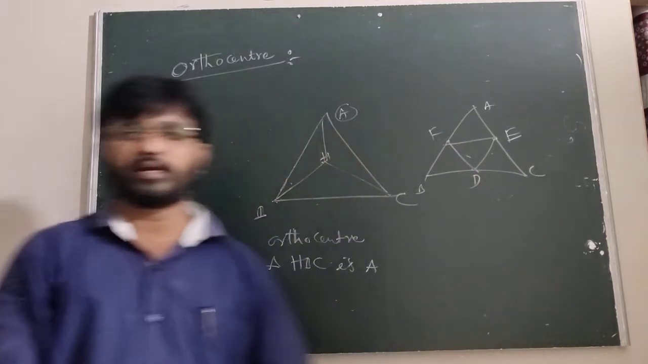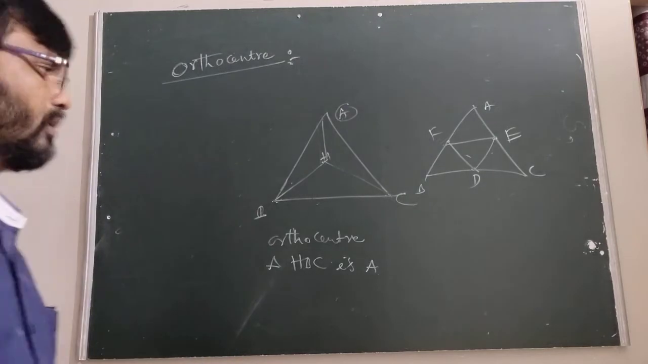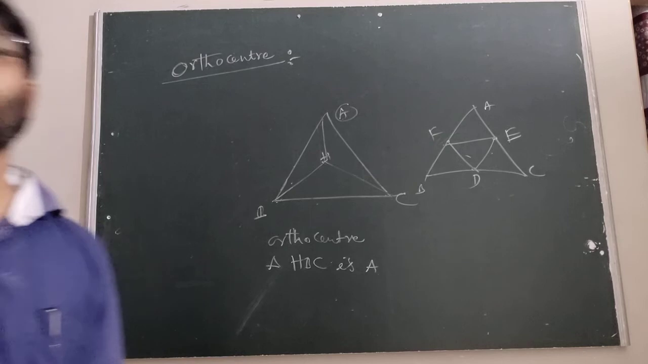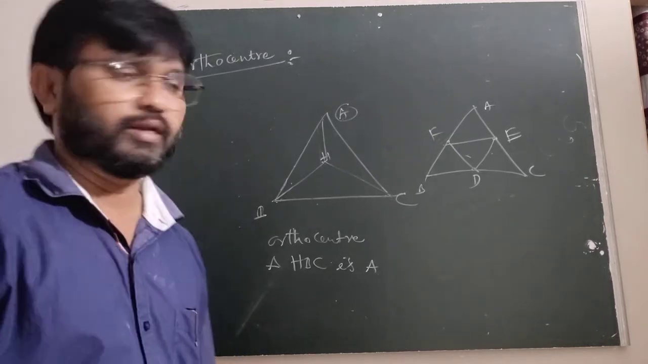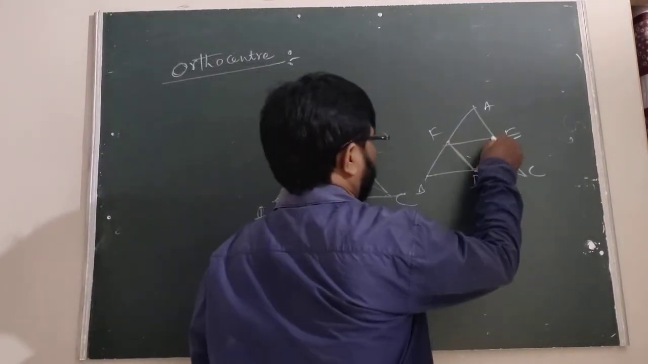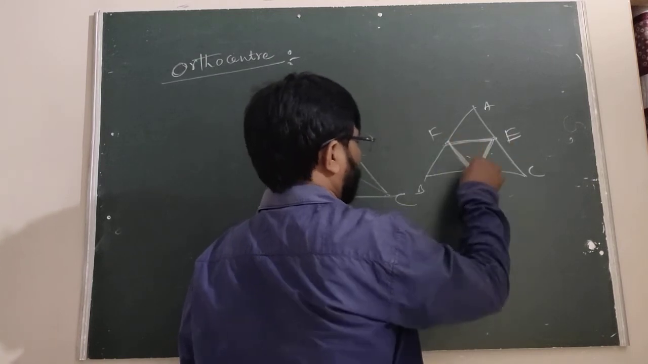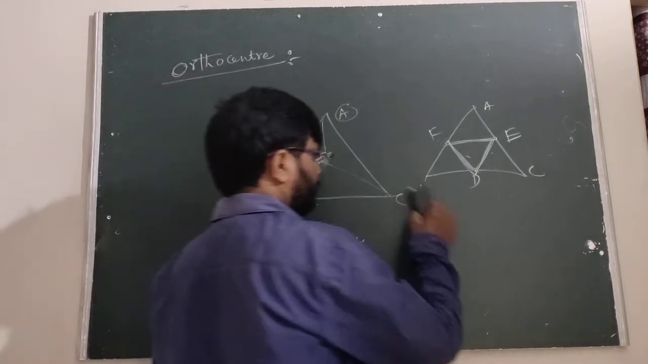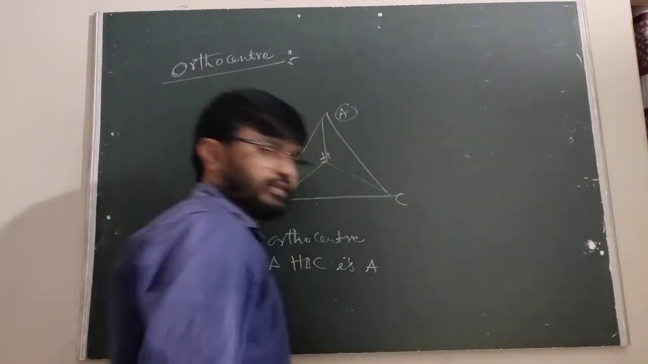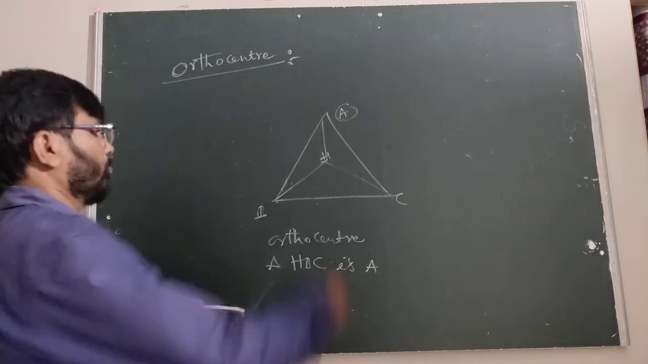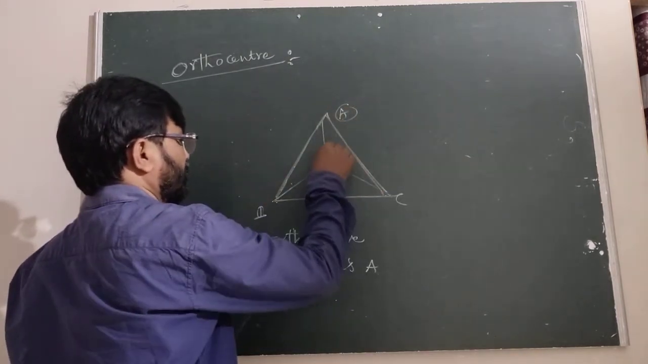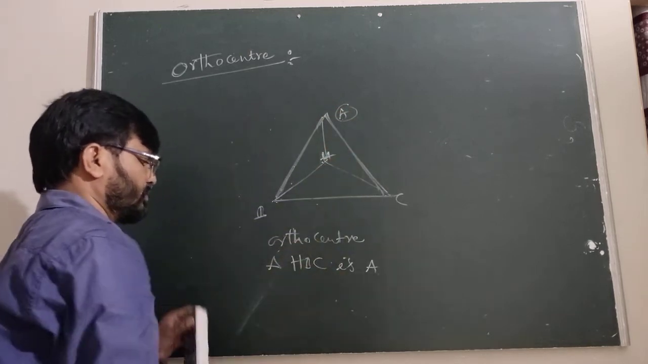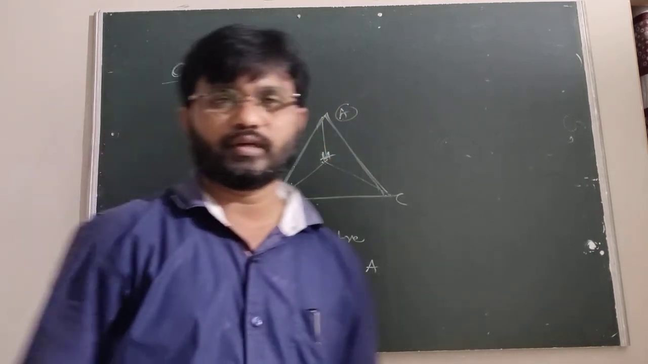About the pedal triangle, we will learn more in the properties of triangles. Is it clear? The pedal triangle is a very important concept for the mains. So here now only the orthocenter is H. The orthocenter of HBC is A. Okay, right.